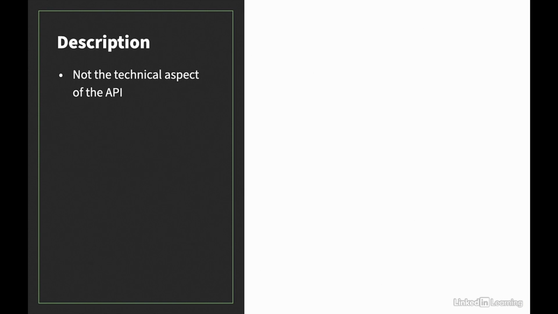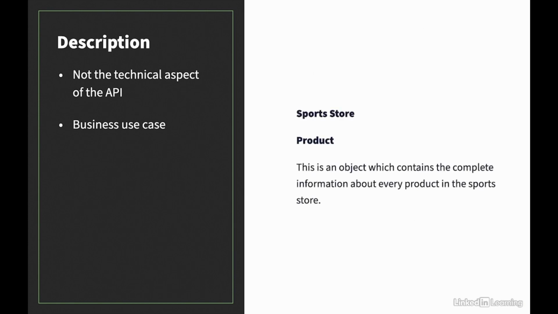So first, we need to understand the business scenario where this API can be applied. Let's take the previous example again to understand this better. This one is for the sports store application. So, in the description, we specify that this represents all products and that we can retrieve it to see the details of all products that are available in the store.